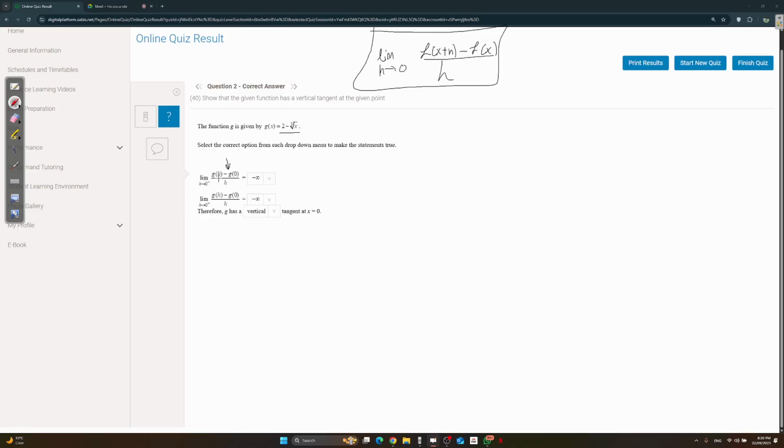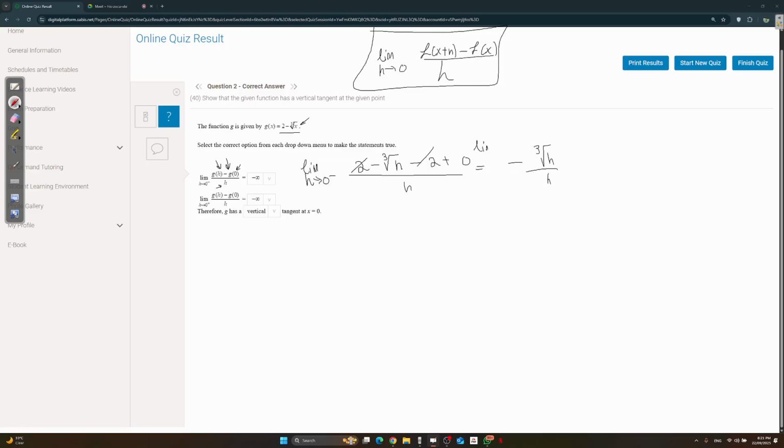So limit as h approaches 0 minus of g of h minus g of 0, and you substitute x by h. So you get 2 minus the third root of h, minus g of 0, and you substitute x by 0, so minus 2 plus 0, because substituting x by 0 you get 0 under the root, over h. And remember, this is the limit as h approaches 0 minus. This cancels with this, so you're left with negative cube root of h over h.